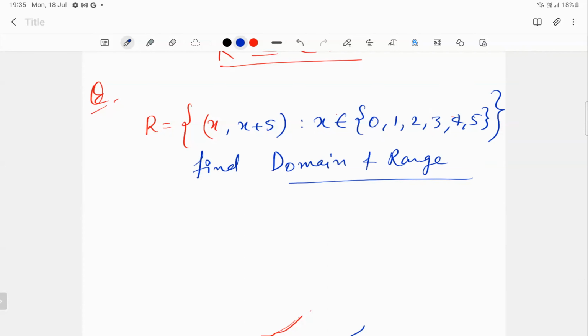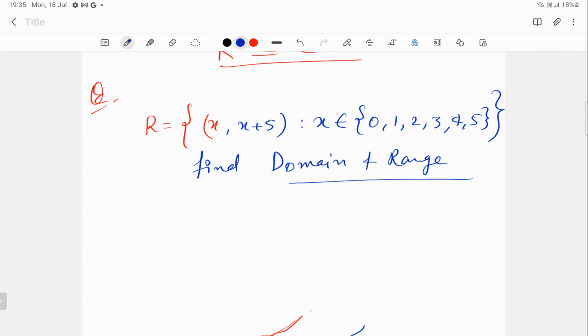How can you write it? Relation from A to B. What is A? What is B here? We have studied x and y, right? Here this is x and this is y. Y is defined as x plus 5. I could have written it as x comma y such that y is equal to x plus 5.